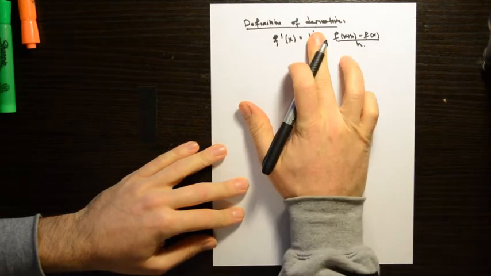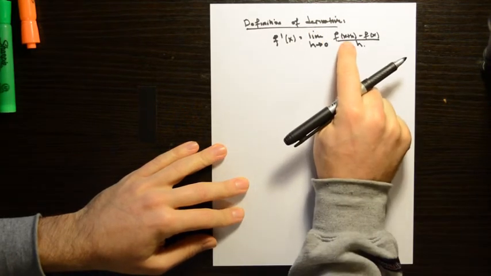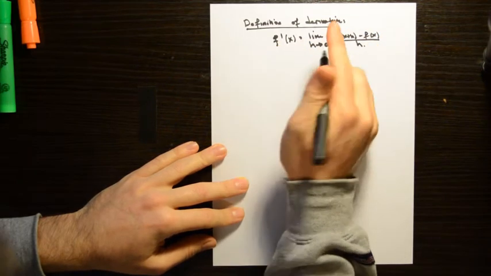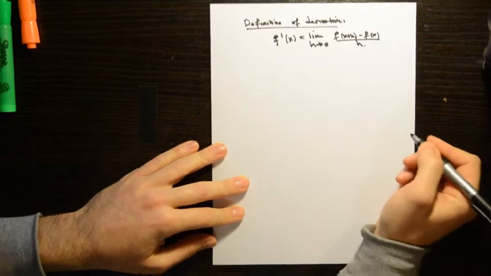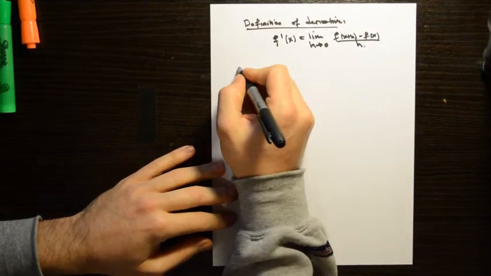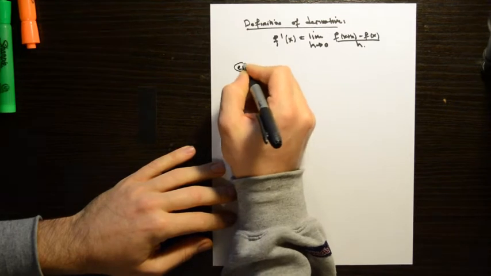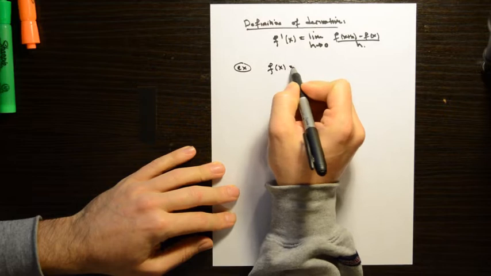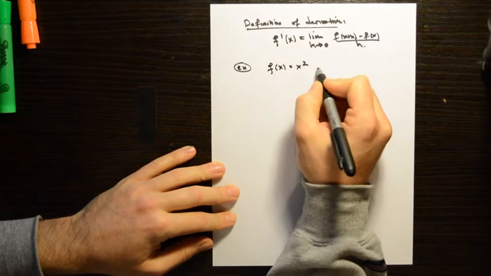You can't omit the limit, you can't omit any part of the secant slope, and you cannot omit f prime of x is equal to on the left hand side. So you have to write the whole expression. Now let's solve a simple problem by this definition. So suppose we want to differentiate f of x equals x squared by this definition.